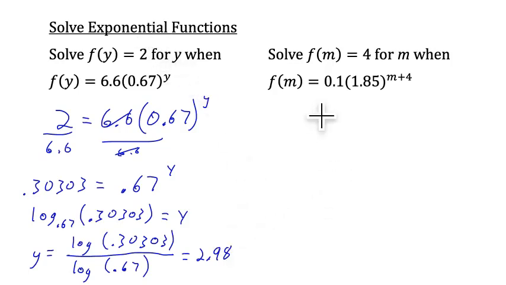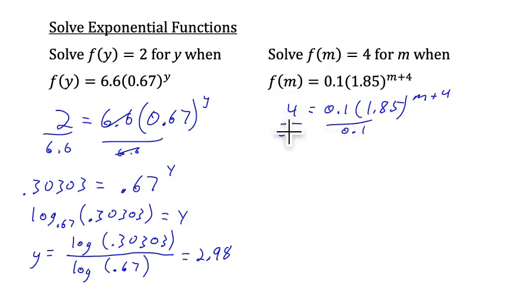All right, let's try that one more time. We're told that the output is 4. We're trying to solve for m, but it's in the exponents, so we're going to rewrite this with logarithms. But first, let's get the exponential term by itself, so we'll divide by 0.1 on both sides. And 4 divided by 0.1, we just move the decimal place over one spot. We get 40.